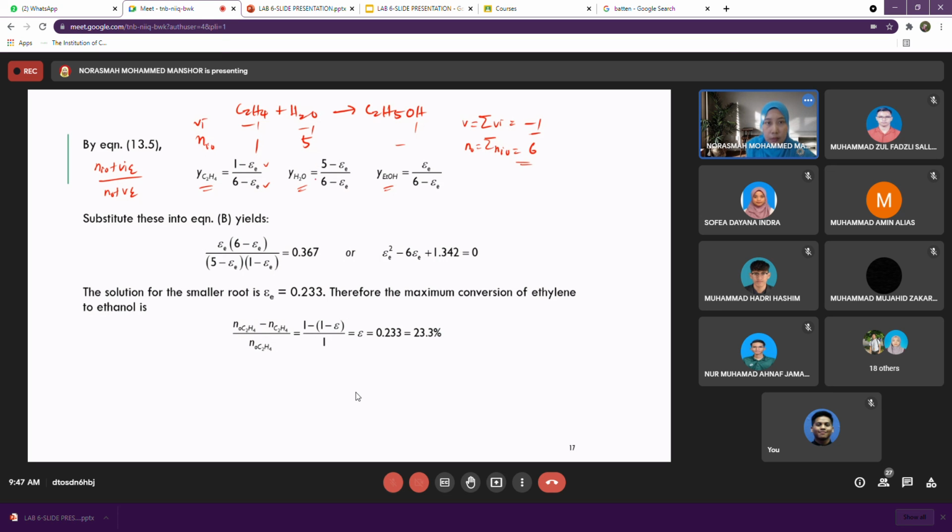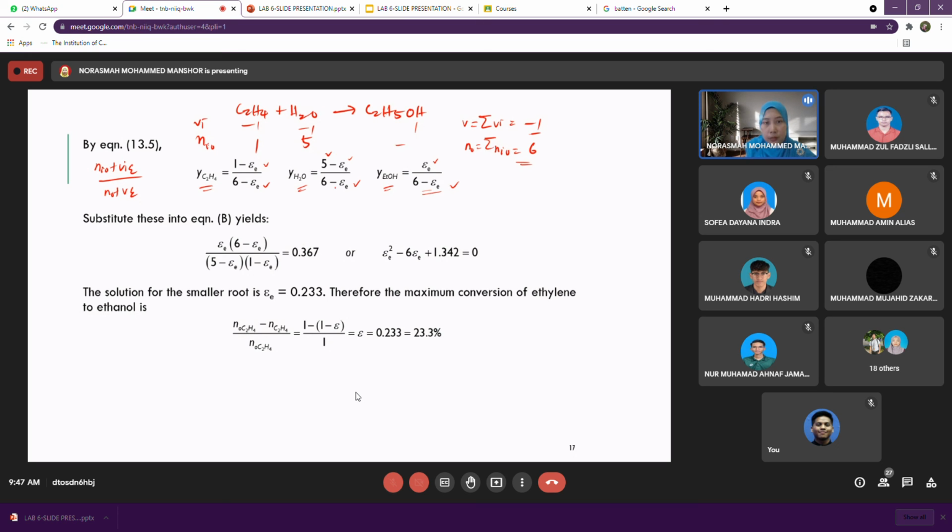Okay. Okay, now YH2O Ni0 dia adalah 5. Vi negative 1, so dapat 5 minus epsilon. Okay, so yang bawah ni sama. Untuk ethanol, okay, Ni0 tak ada. Vi dia adalah 1, so dapat epsilon. So yang bawah dia sama dia semua.